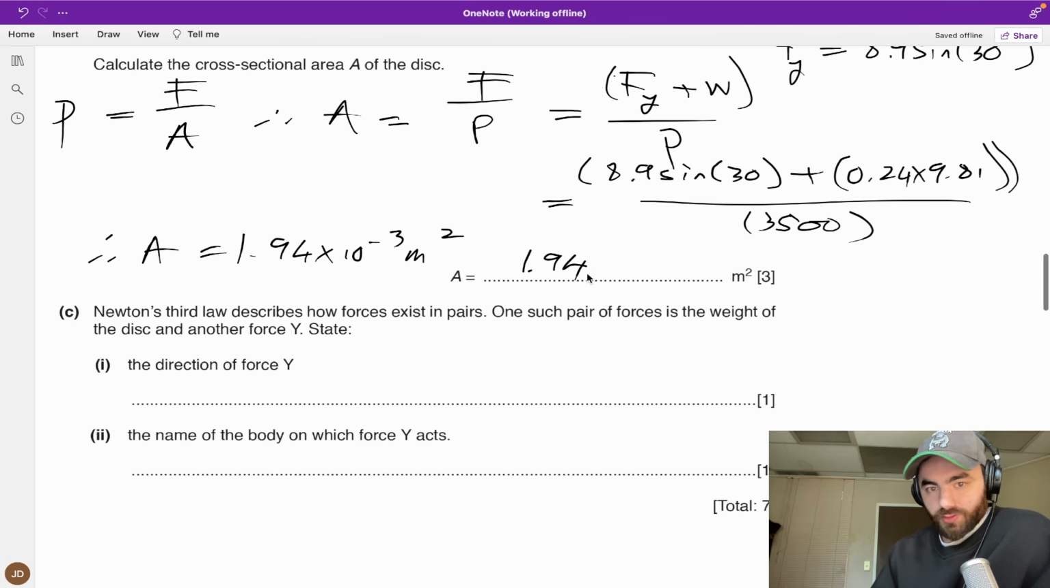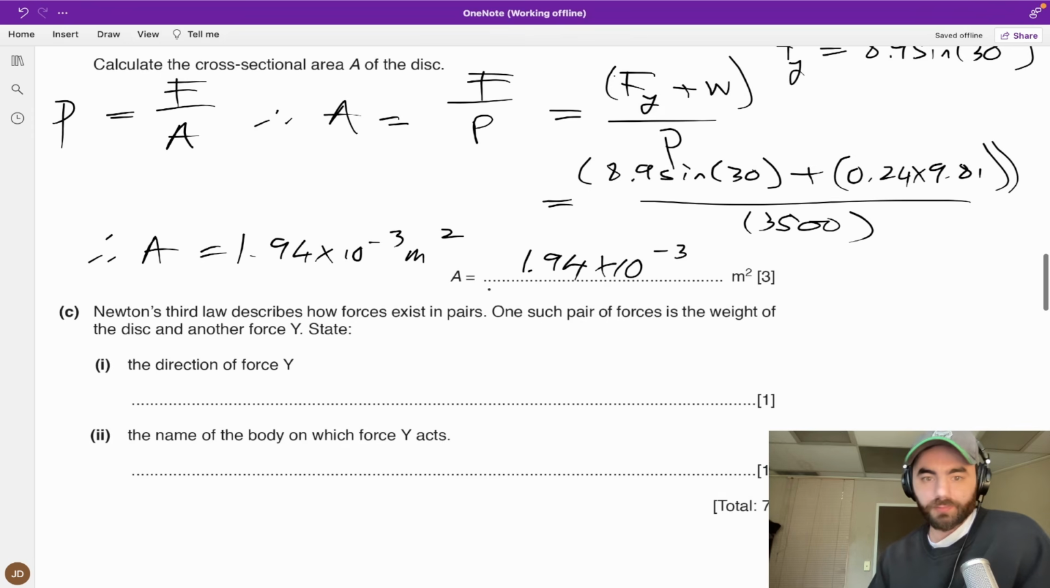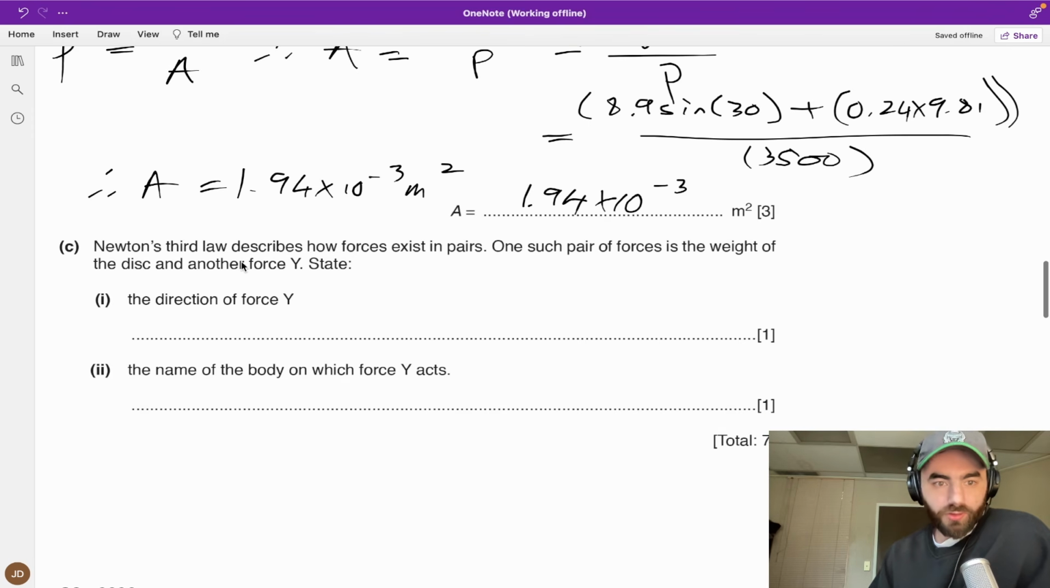If not, then you have to change your quantity. Cool. Newton's third law. Okay. So forces always act in pairs, and they're equal and opposite to each other.